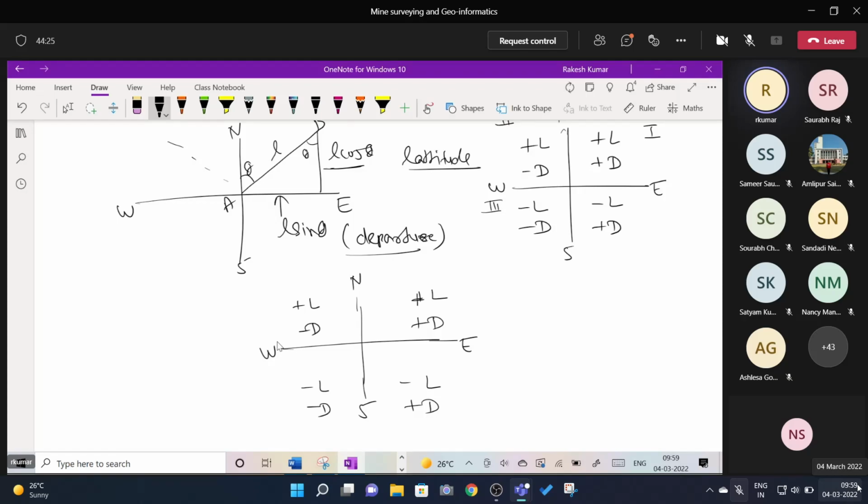Okay? You just keep in mind. Now, if you understand these things, then we have to solve some numericals. Let me give you a numerical. Any doubt? Please ask me.